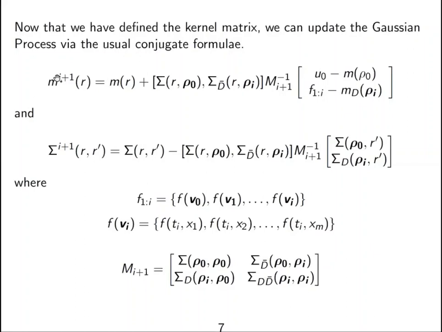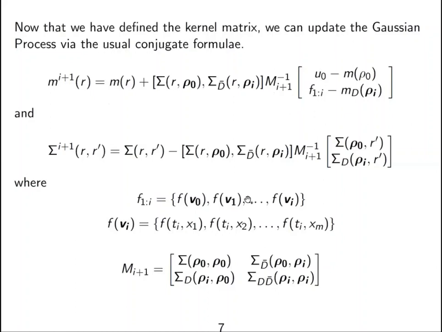M of I plus one would mean the mean of the Gaussian process at the I plus one iteration. So basically it's after you've updated the Gaussian process I times, so you fed it I evaluations of the gradient field. The M without the suffix here is the prior, which usually we just take as zero, but it can be something else if you so choose.